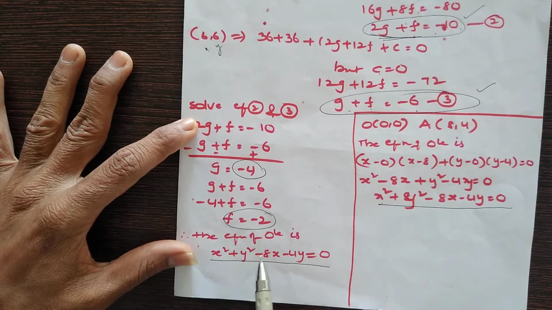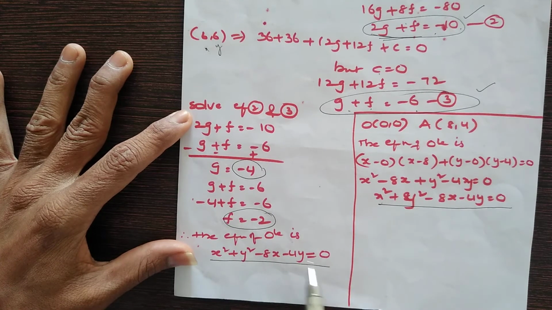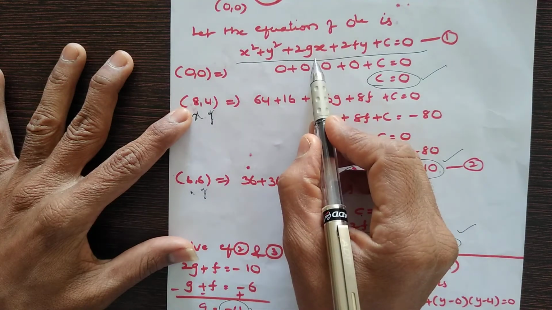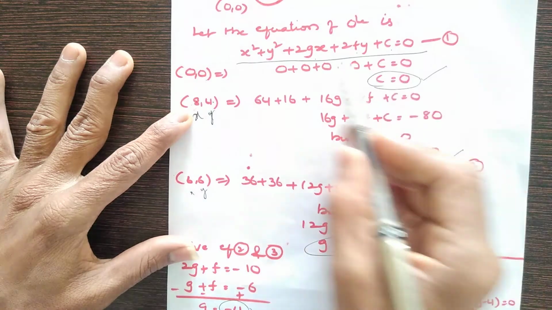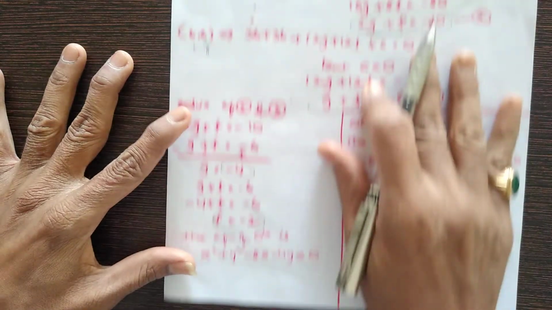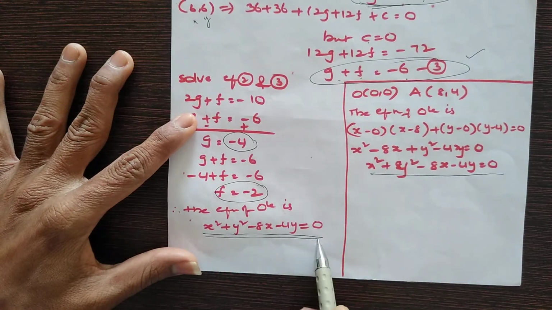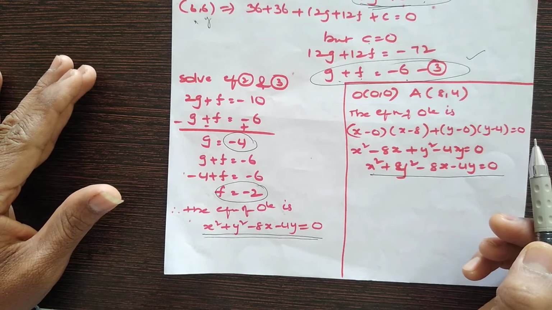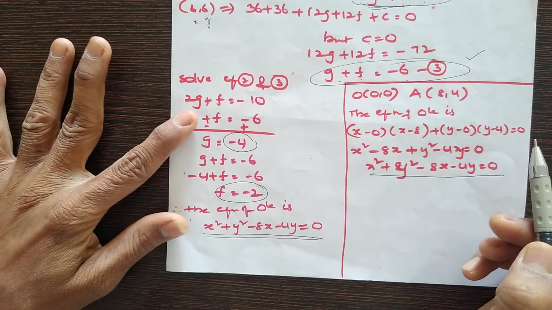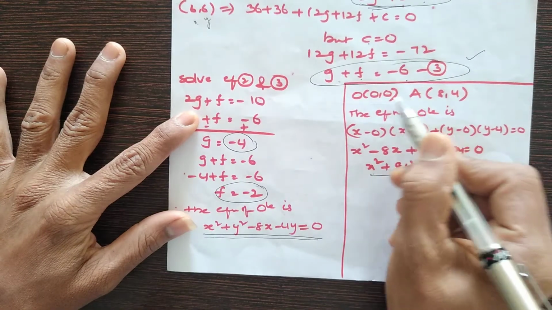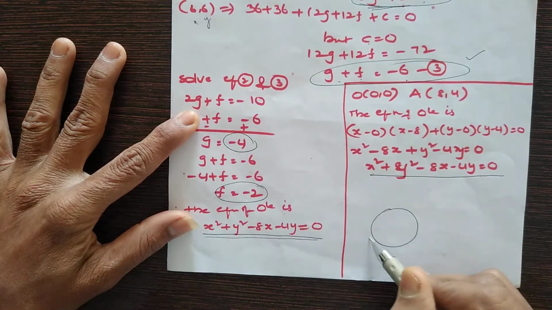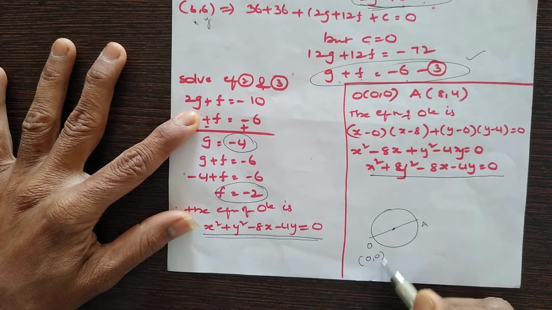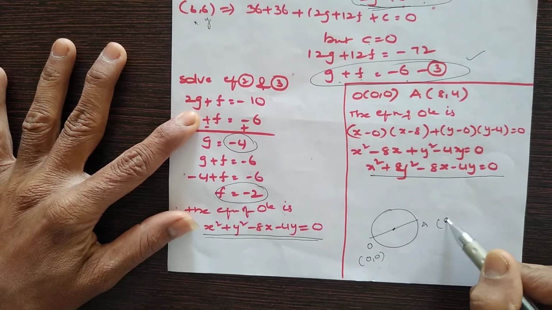Substitute in this. We know the values of g, f, c. What is the equation of the circle? x square plus y square plus 2gx plus 2fy plus c equals 0. Substituting the g, f, c values, we get this equation of the circle. And we have to show that OA is the diameter of this circle. OA is the diameter, means O is 0 comma 0 and A is 8 comma 4.